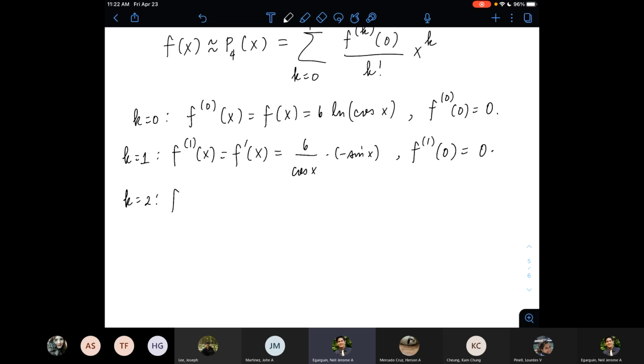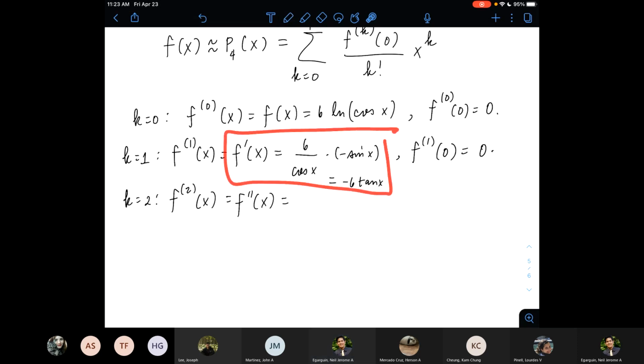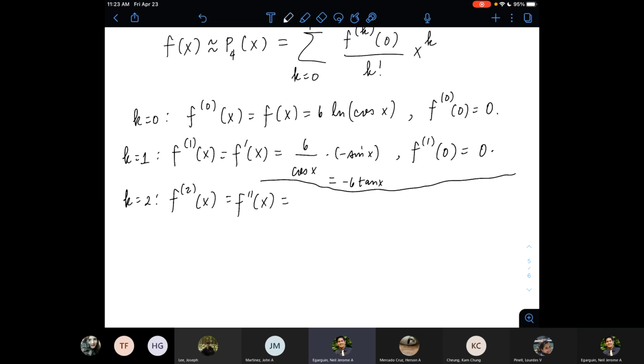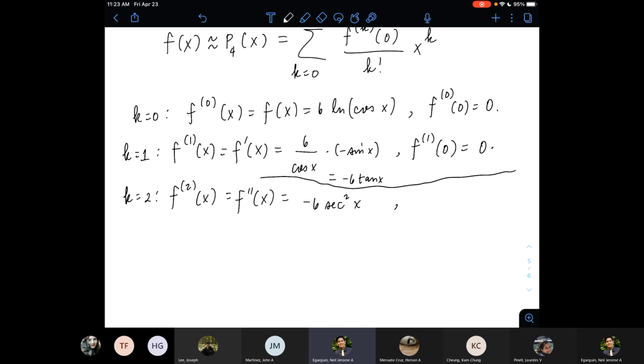Then let's do k equals 2. That's f upper 2 of x. That's the second derivative. So we need to differentiate this. But this actually is just negative 6 tangent x, right? So if I differentiate negative 6 tangent x, that would be minus 6 secant squared x. All right. And then don't forget to plug in the center of expansion into your derivatives. We'll have f upper 2 evaluated at 0. What is secant of 0? Secant of 0 is 1 over cosine 0, so that's 1 over 1. So this would be 1 times negative 6, so this will be negative 6.